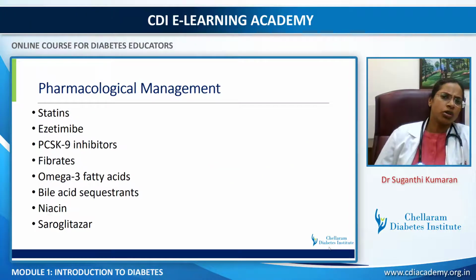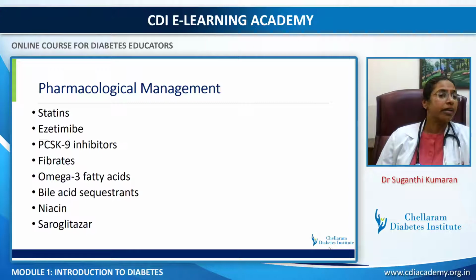So what are the various pharmacological therapies available for dyslipidemia? Number one cornerstone of therapy is statins. Then we have other kinds like ezetimibe, PCSK9 inhibitors, fibrates, omega-3 fatty acids, bile acid sequestrants, niacin, and saroglitazar.